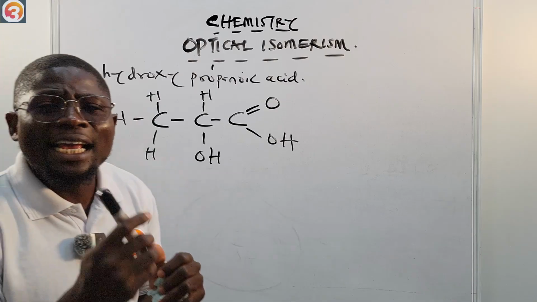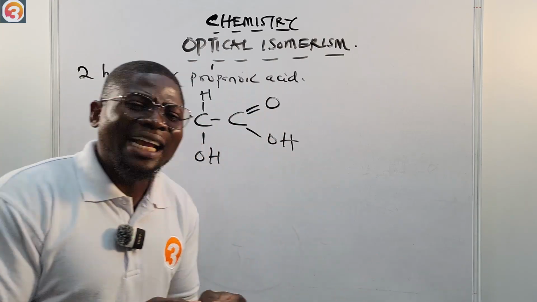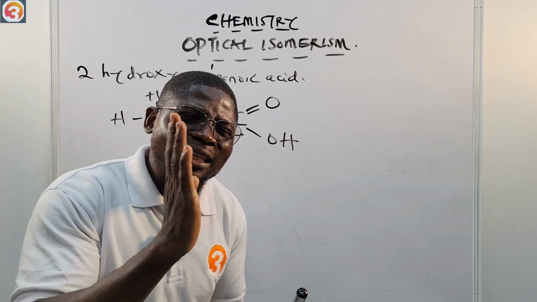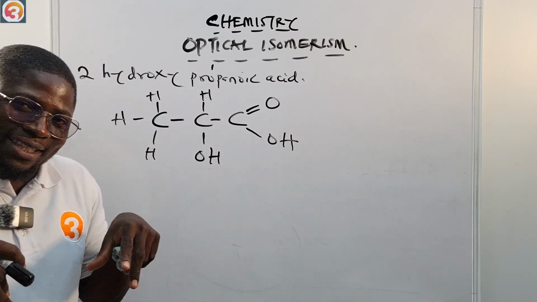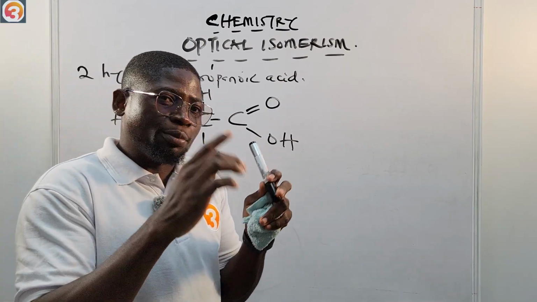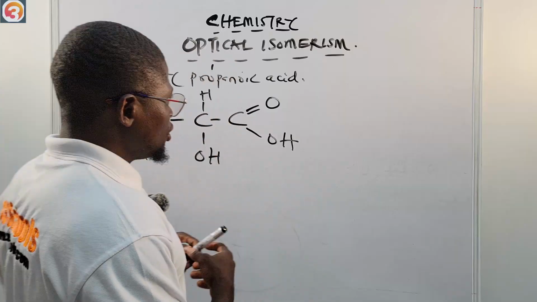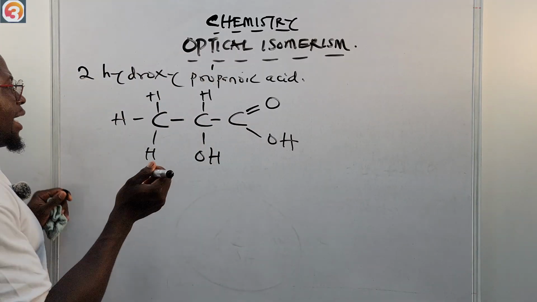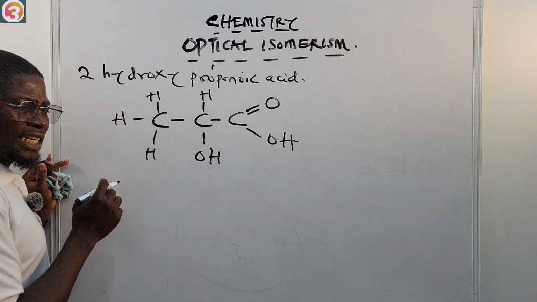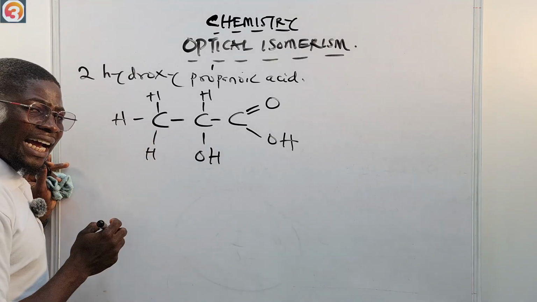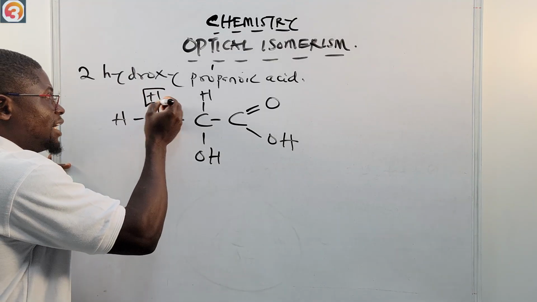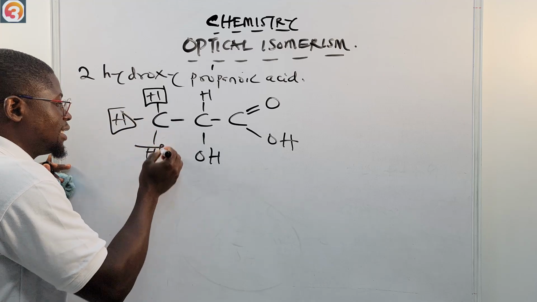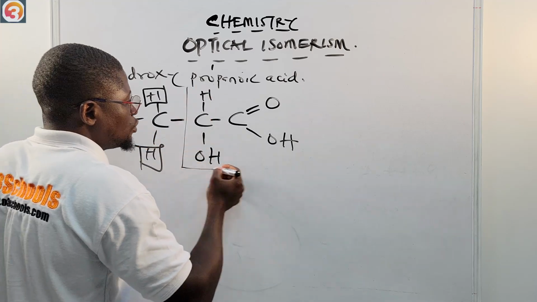And what do we say a chiral carbon has? A chiral carbon must have 4 different groups or atoms bonded to it. So now let's look for the chiral carbon. Let's start with this first carbon. Can this first carbon be the chiral carbon? Can it? It has hydrogen, hydrogen, hydrogen, and then it now has this group here.